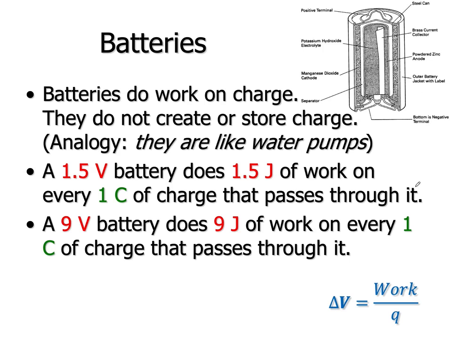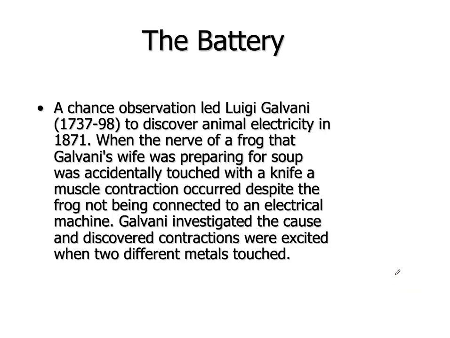What's the difference between these two? You can think about it as this being a pump that is of higher pressure than this pump. This one generates a greater electrical potential, a greater pressure than this battery does. It does more work per unit charge. How do you make a battery?